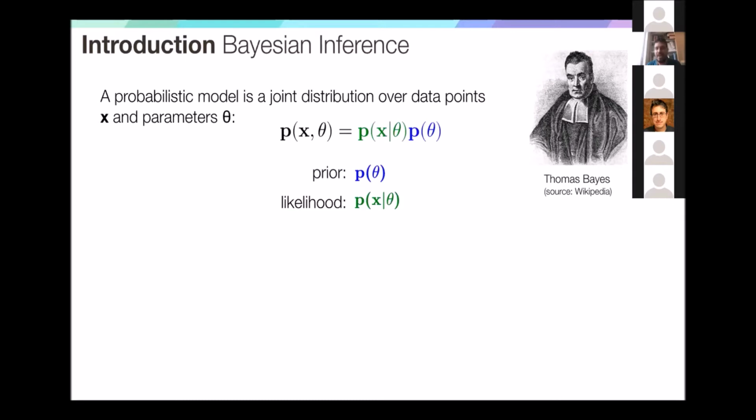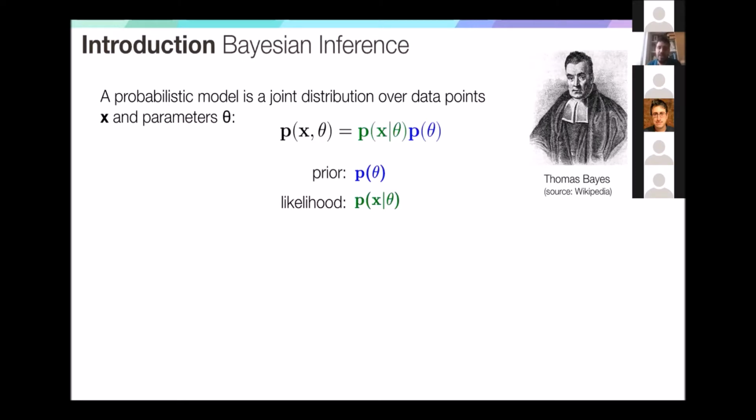I assume not everyone is familiar, but maybe a fraction of you is familiar with the idea of Bayesian inference. Bayesian inference is a branch of statistics. There's frequentist statistics and there's Bayesian statistics. And Bayesians care about so-called probabilistic models of the world. What is a probabilistic model? It is a joint distribution over data points X that you observe, and certain parameters, sometimes also called latent variables, that you don't observe.